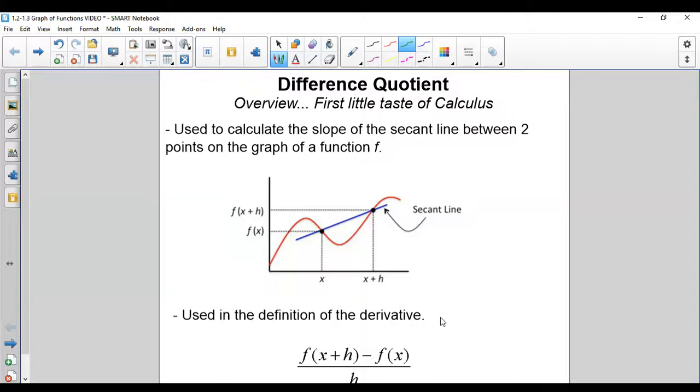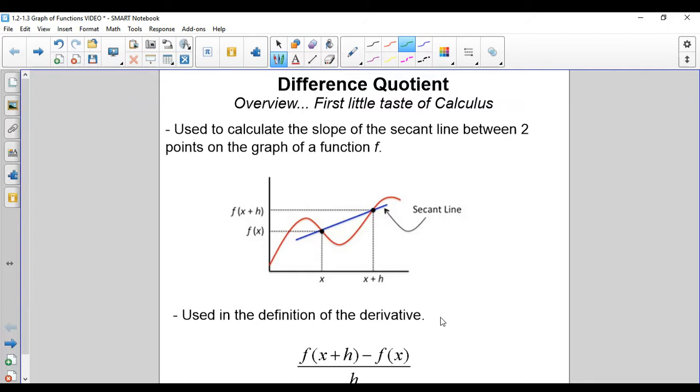All right, we're going to start off this week with the difference quotient. It's our first little taste of calculus. The difference quotient is used to find the slope of the secant line between 2 points on the graph of a function. There's a little visual there. The secant line is just a line that goes through any 2 points of any curve.